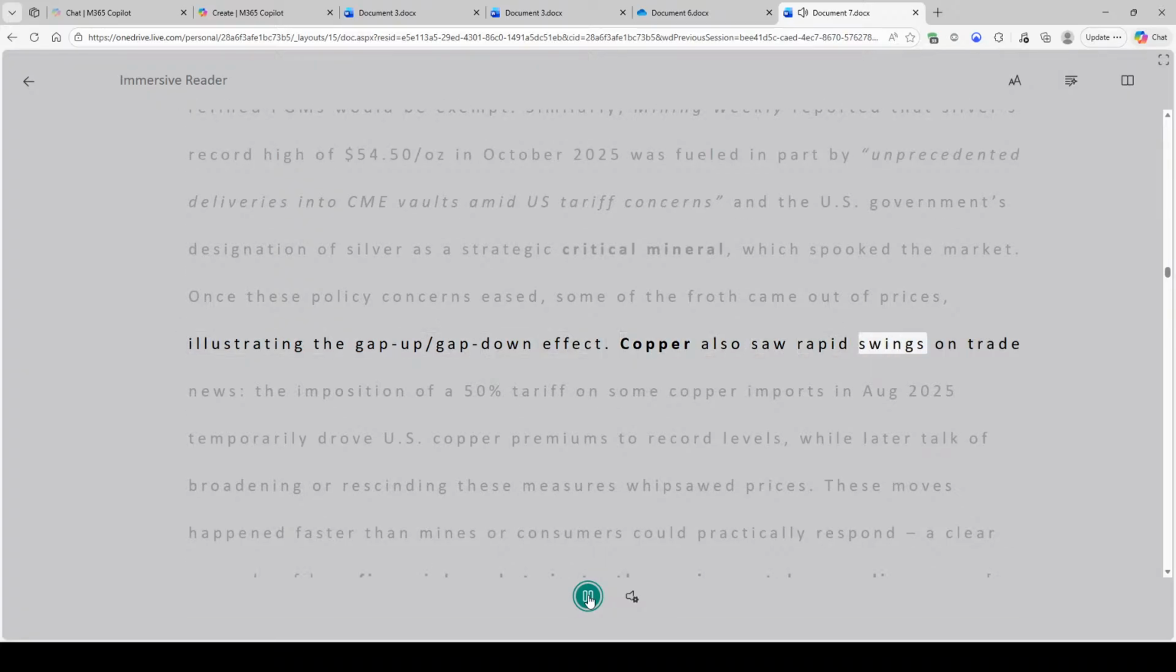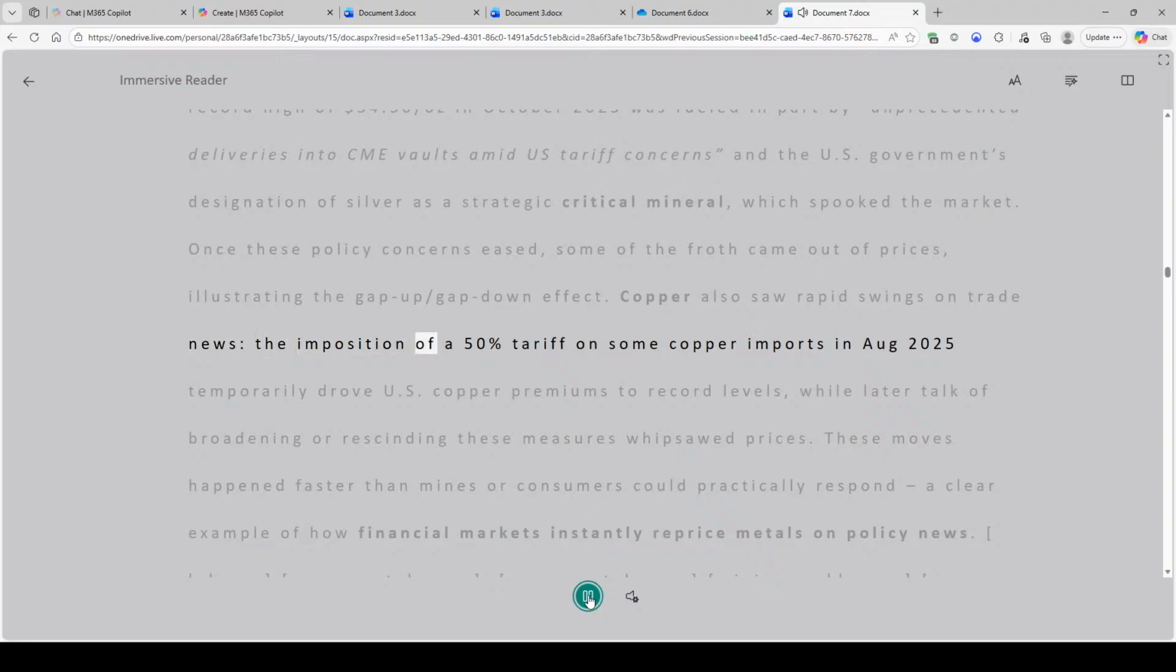Copper also saw rapid swings on trade news. The imposition of a 50% tariff on some copper imports in August 2025 temporarily drove U.S. copper premiums to record levels, while later talk of broadening or rescinding these measures whipsawed prices. These moves happened faster than mines or consumers could practically respond, a clear example of how financial markets instantly reprice metals on policy news.